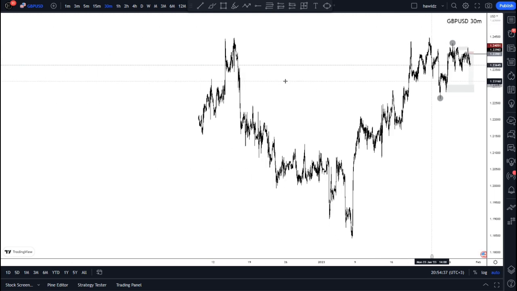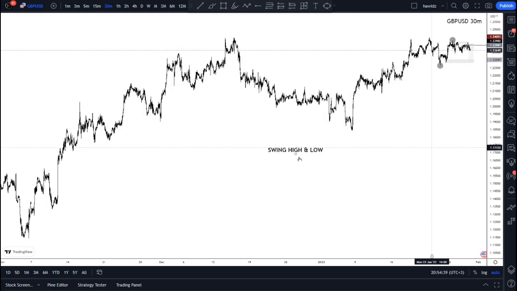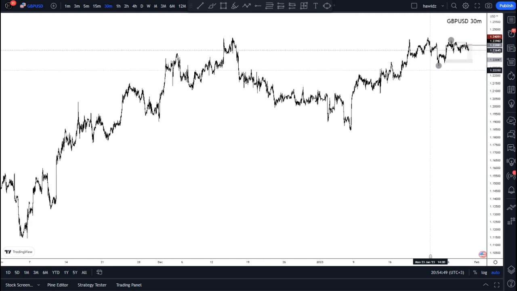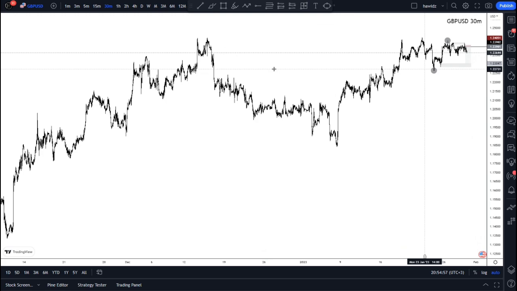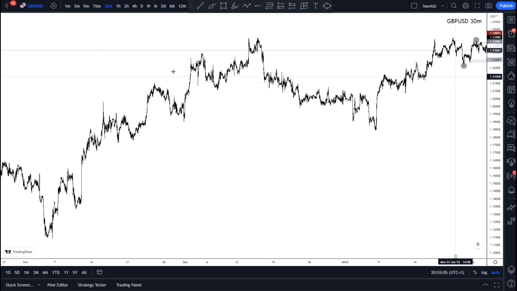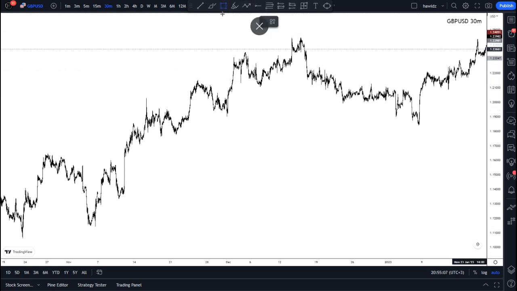From here we can now zoom out completely, right, until the end, and then simply see how price has been moving over the past period of time. And then from there we can do this breakdown and see what bias we have on this specific chart.